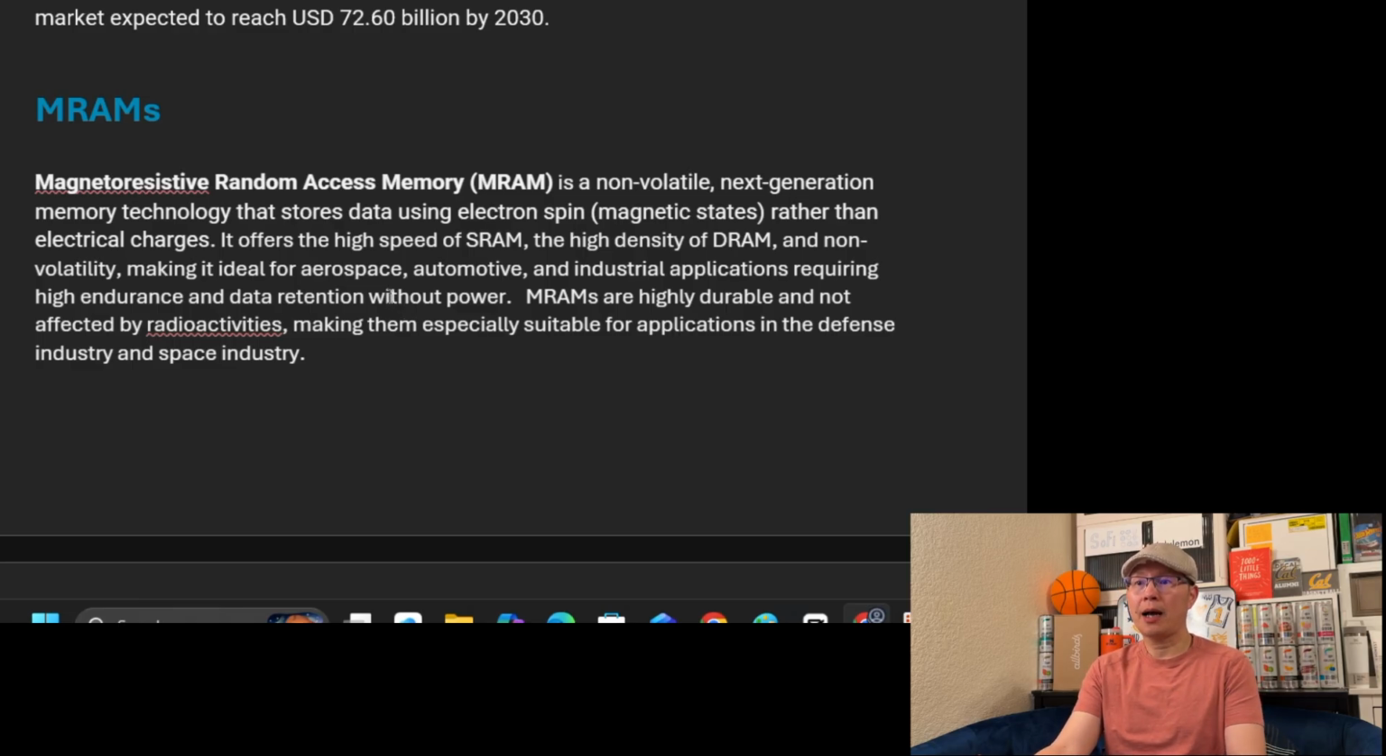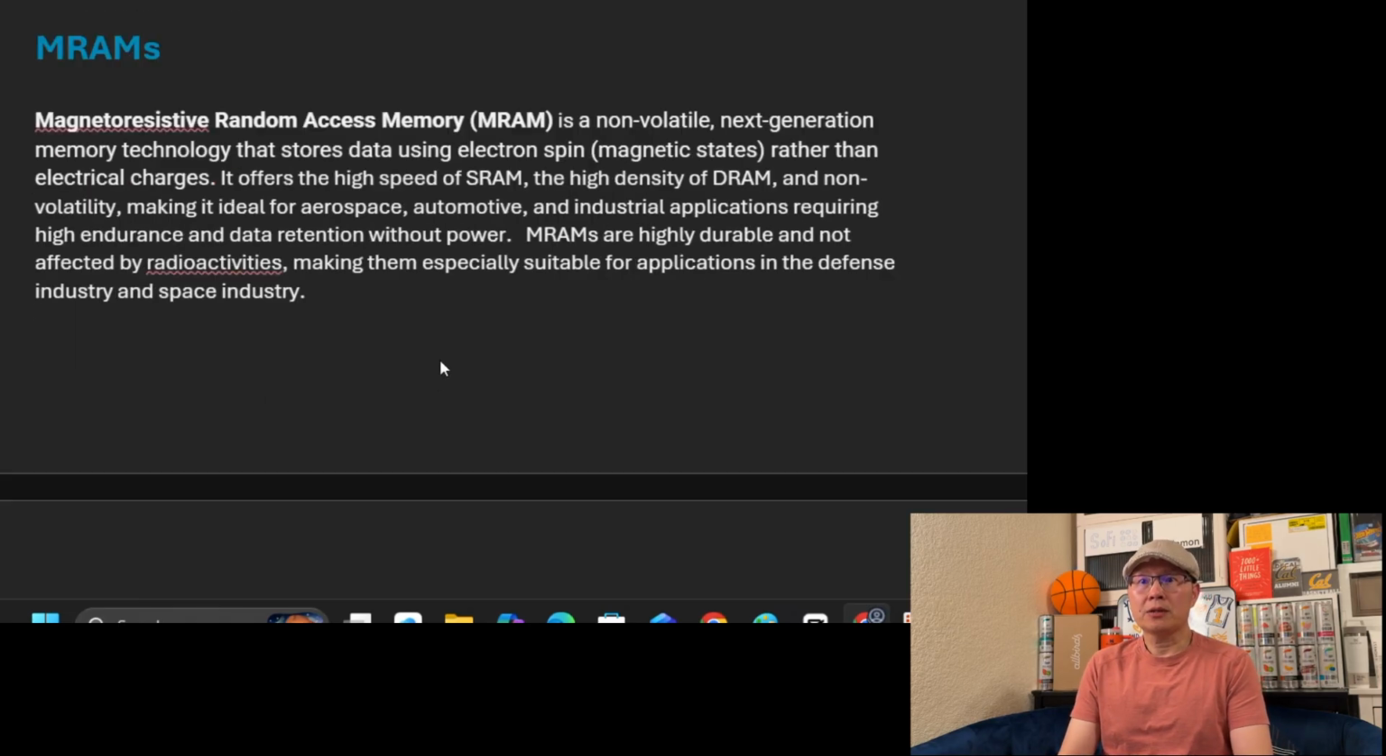Okay, MRAMs are highly durable and not affected by radioactivities. See, not affected by radioactivities. I did not even read this, but well, making them especially suitable for applications in the defense industry and space industry. I swear, I did not read this. It was all in my head, so oh wow.